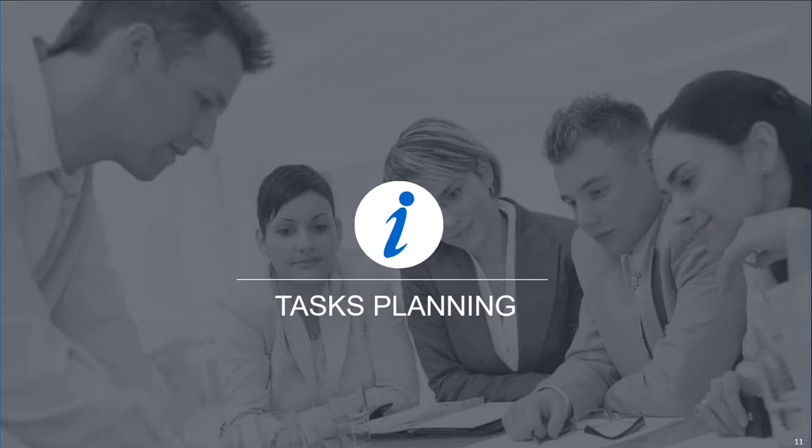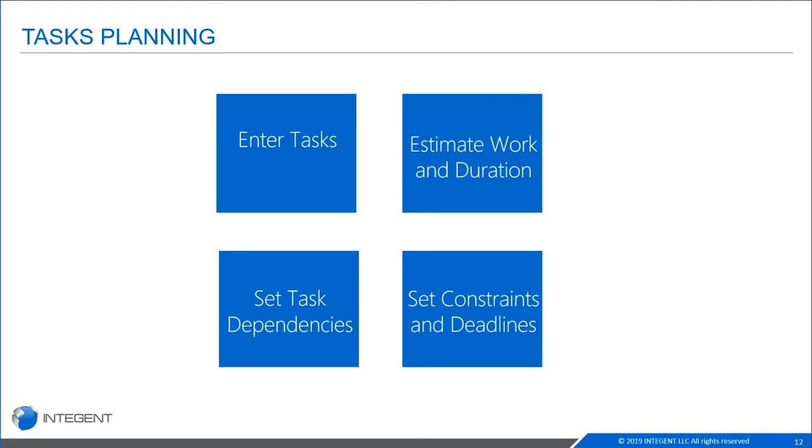All right, so continuing with our task planning. These are the 4 steps involved in your task planning. First is entering your tasks, being able to have the small broken down pieces of your overall schedule into very achievable chunks. So the task is determine project scope, secure sponsorship, things like that that are very quick, easy, and tangible. And the next is estimating your work and duration.